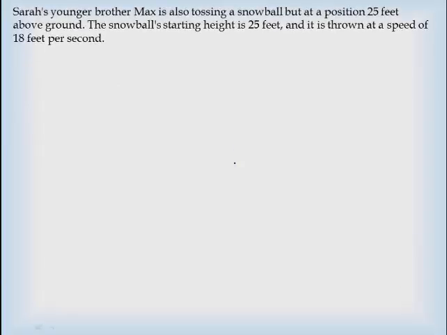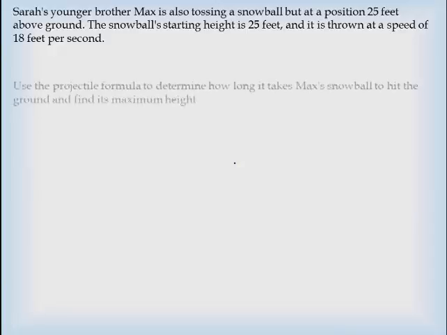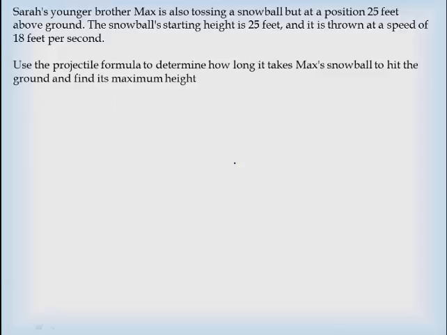Now, Max is also throwing a snowball, but he's 25 feet above the ground. So his starting height is 25 feet, and it's thrown at 18 feet per second. And we want to determine how long it takes to reach the ground and its maximum height, just like we did. So this time, let's find maximum height first.